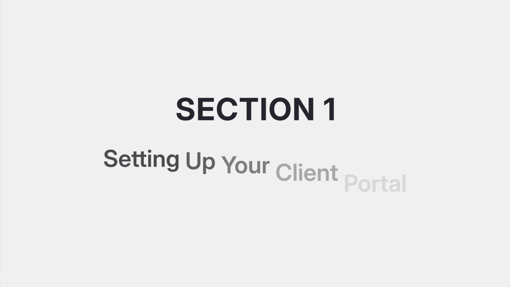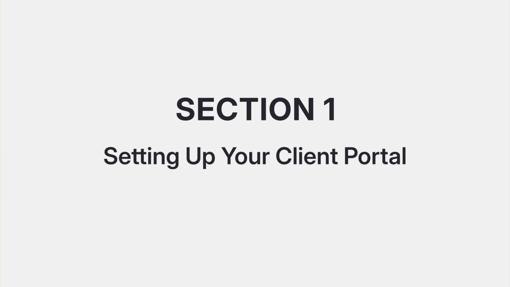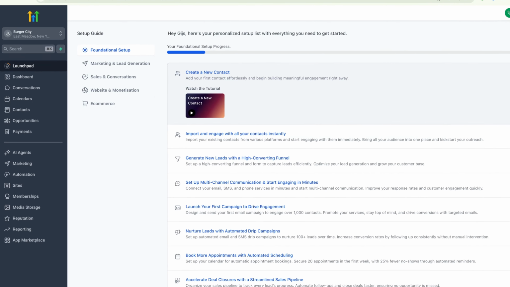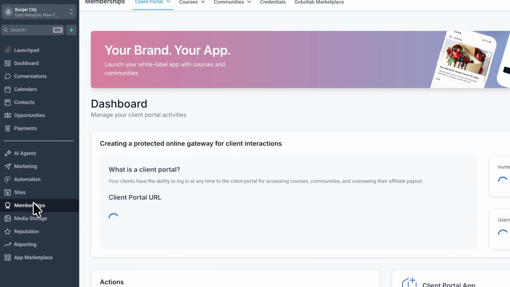Section 1. Setting up your client portal. The first thing we need to do is set up your client portal. This is where your students will log in to access your courses and community. On the left side of your GoHighLevel dashboard, click on Memberships.